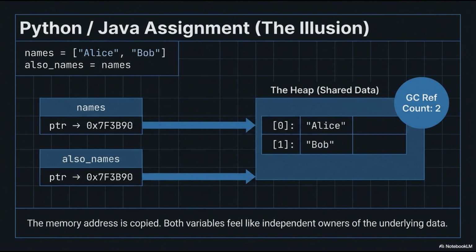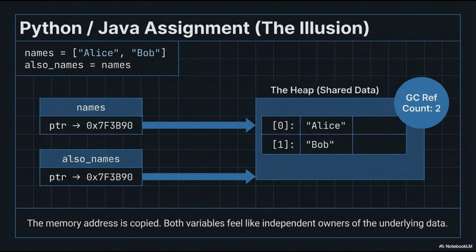I create a list of strings called, let's say, names. Simple enough. Then on the very next line, I write also names equals names. Now, in my head, I've just created 2 separate reference variables. But they are both pointing to the exact same list object sitting on the heap. If I append a new name using also names, the original names variable sees the change too.